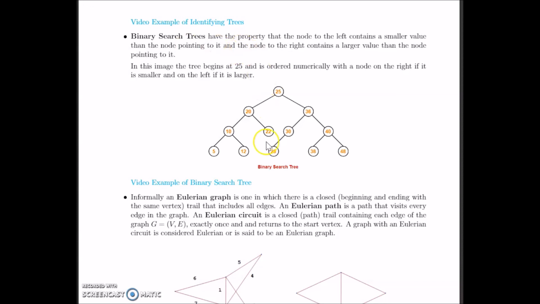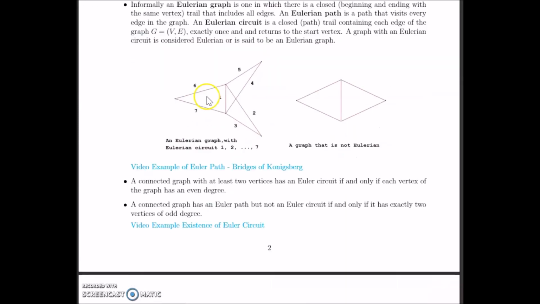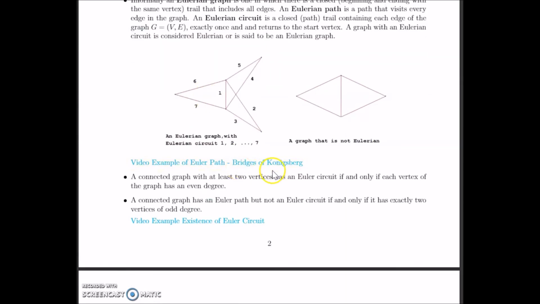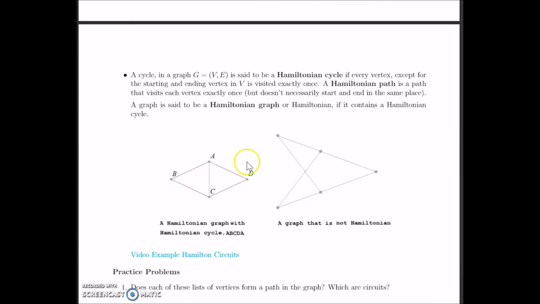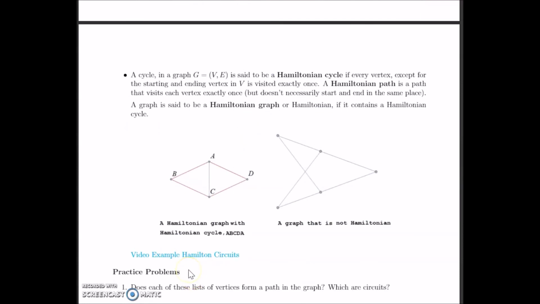It's really useful. Then we have, summarizing stuff about graphs, Euler graphs, a nice video on the bridges of Königsberg, which was a motivation for a lot of graph theory. Existence of Euler circuits, same thing with Hamilton cycles and Hamilton circuits. And then we have the practice problems, which we're going to look at right now.